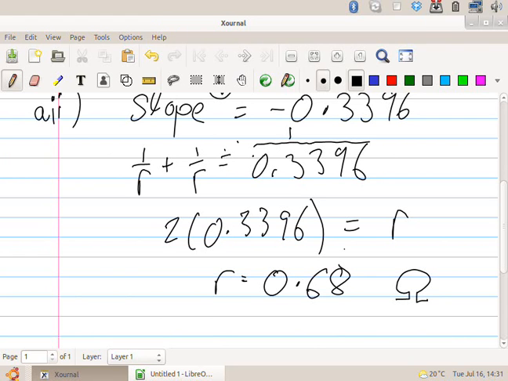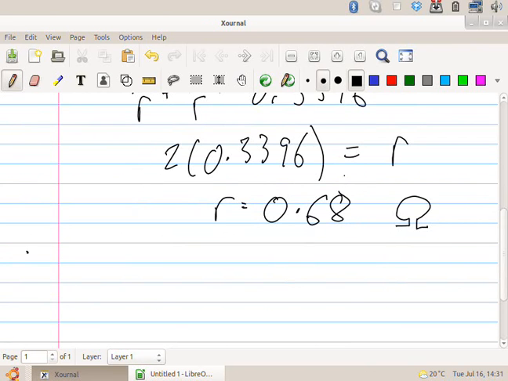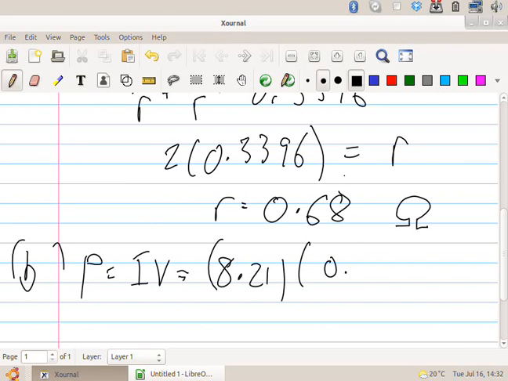Alright. Calculate the power inside a single cell when the potential difference across the variable resistor is as given by the table above. He just wants the power in the resistor. So what's the formula for power? IV. So, power equals... What's the I here? 8.21. And what's the V? 0.3. Okay, can you take out your calculator and tell me what this is? In fact, I might have the answer.